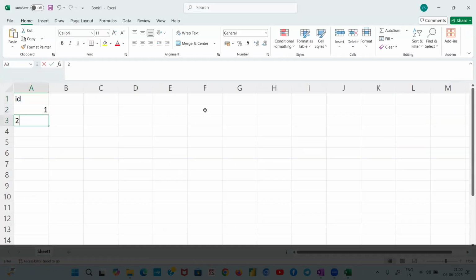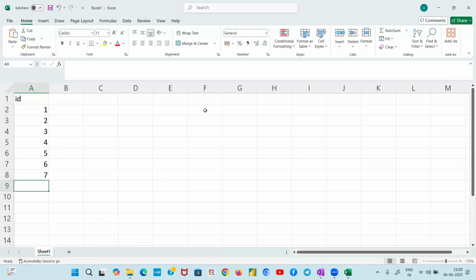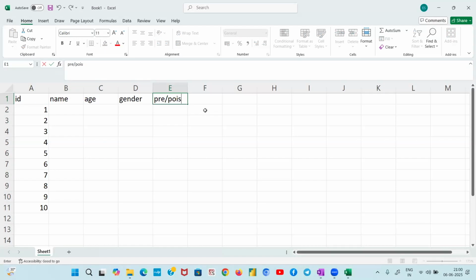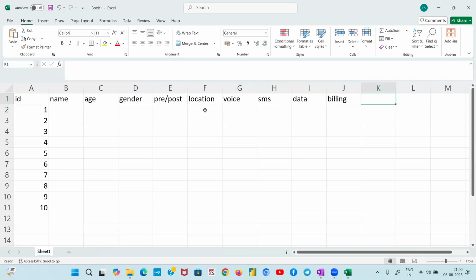Okay, let's imagine. These are the customer IDs. What will be there? Name will be there. This is the data, right? Name, age, gender will be there. Are they using prepaid or postpaid? From which location are they? Are they using voice charges? If yes, how much? Are they using SMS? Are they using data? And how much monthly billing are they making? So this entire data will be there with the Airtel network, or not.